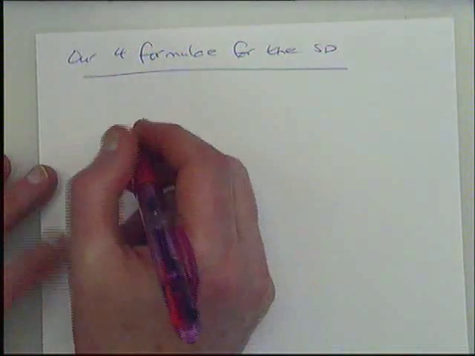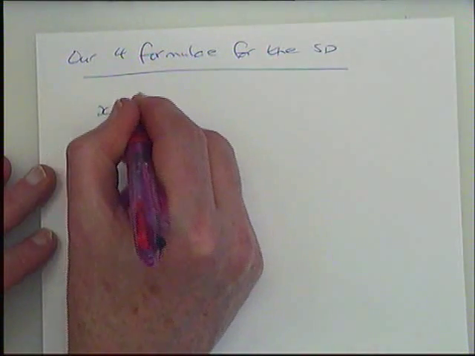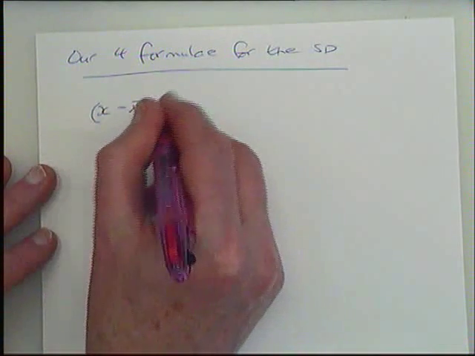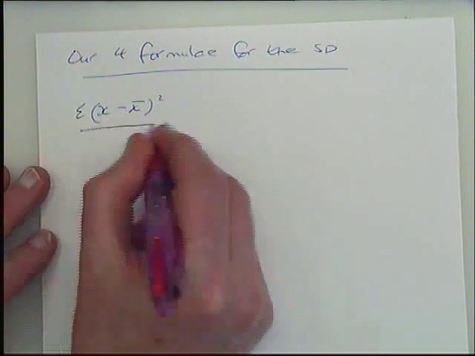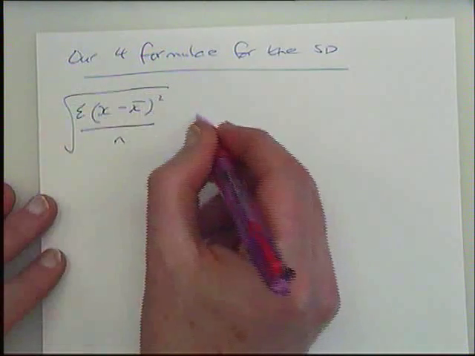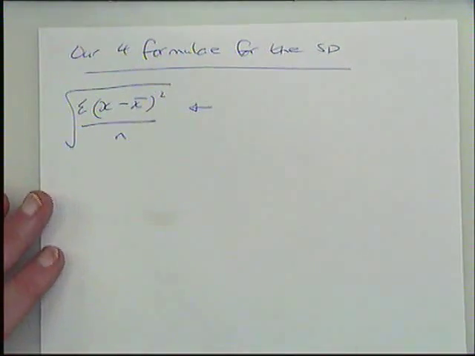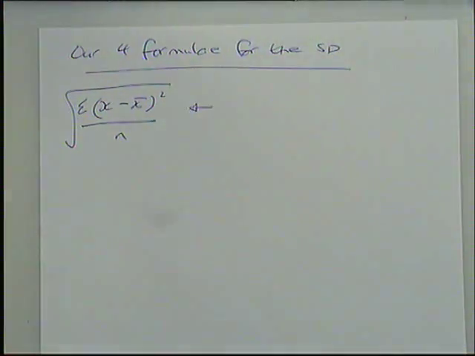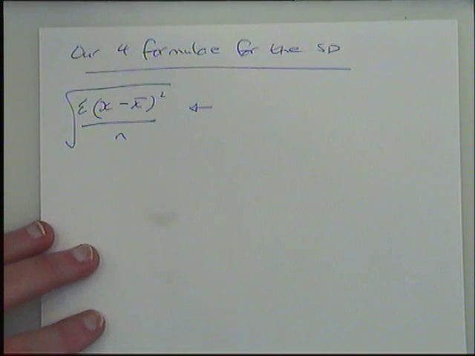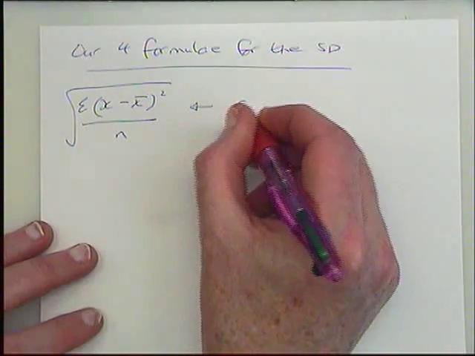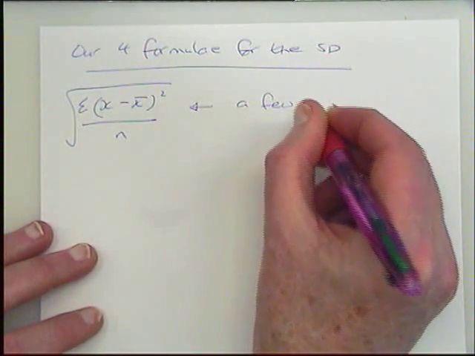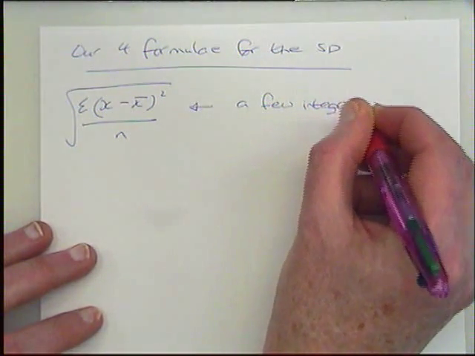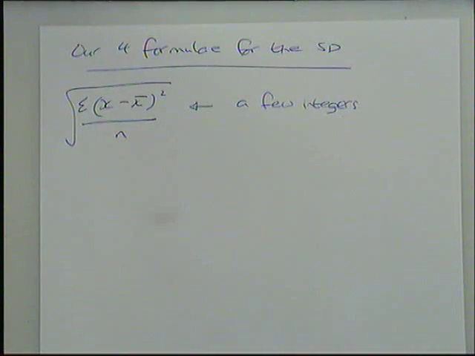So the first formula we had was: from each x number, you take away the mean, you square it, you add it up, you divide by how many you are, and you square root. When is it appropriate to use that one? When is that fairly straightforward to use, or when wouldn't you use it? If you've got a few integers, should we say a few whole numbers or nice numbers, that would be the one to use.